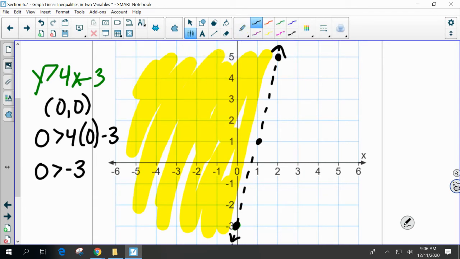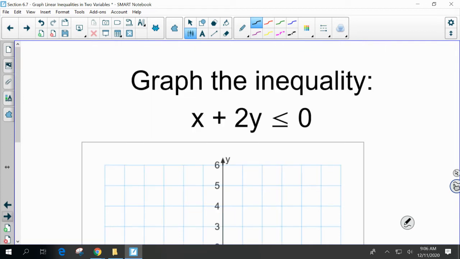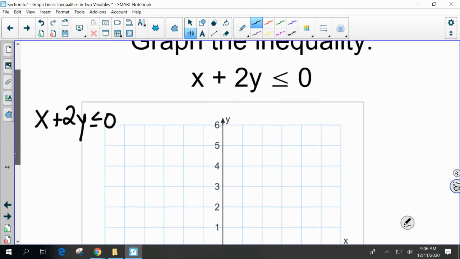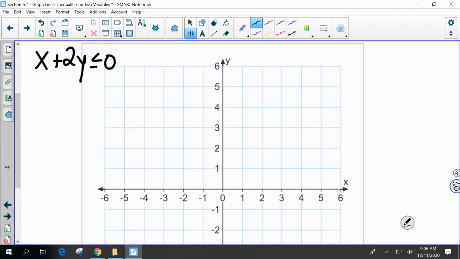All right, so we're going to go to the next one, and we're just going to go through this process and keep practicing it. So x plus 2y is less than or equal to 0 is what we're graphing. So I need to do some rearranging to this inequality before I can graph it. So what should I do first? Subtract x from both sides. So then I have 2y is less than or equal to negative x.